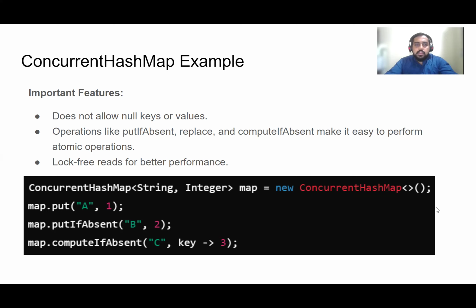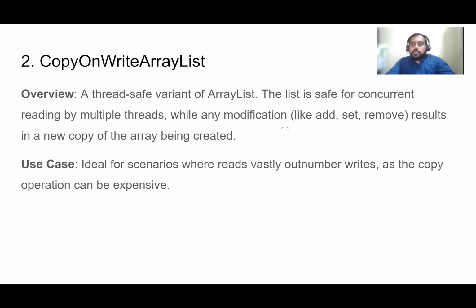Let's see another type, CopyOnWriteArrayList. This will be a thread-safe variant of ArrayList. The list is safe for concurrent reading by multiple threads. While any modification happens, suppose some threads are adding, updating or removing data, it will create a new copy of the underlying array, and it will serve that to the other threads which were accessing the data from it.